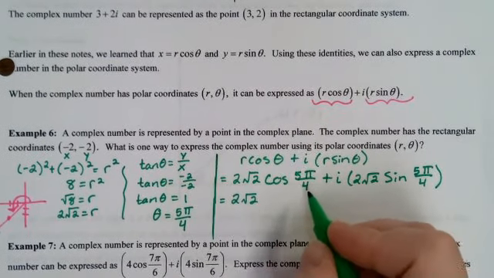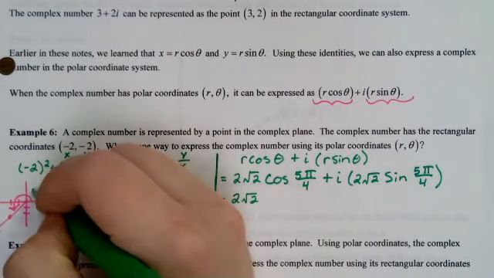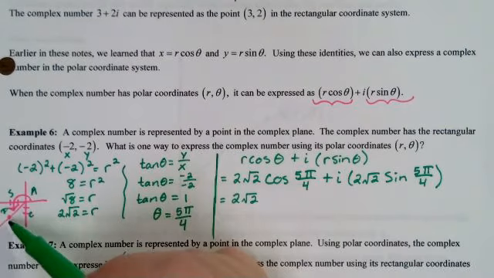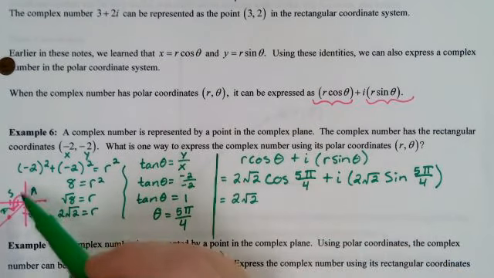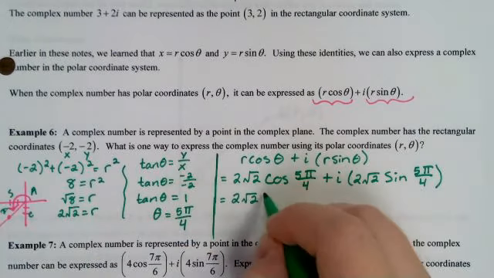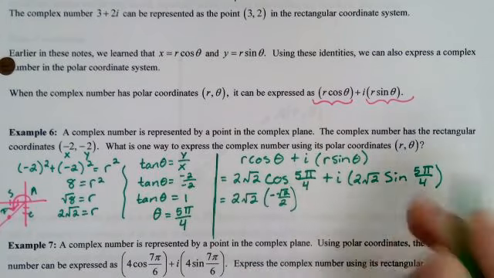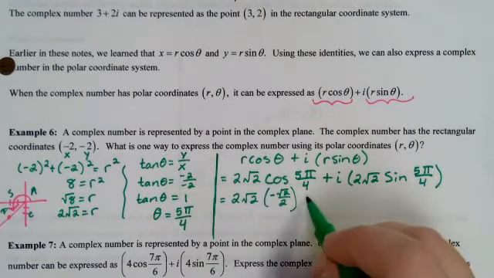Cosine of 5 pi over 4. Now if I look at cosine over here, all students take calculus, right? Cosine is going to be negative down here. So cosine of 5 pi over 4, we are looking at the x coordinate at the point here. That's going to be -√2 over 2. Again, it's from the unit circle where I'm getting that value from.